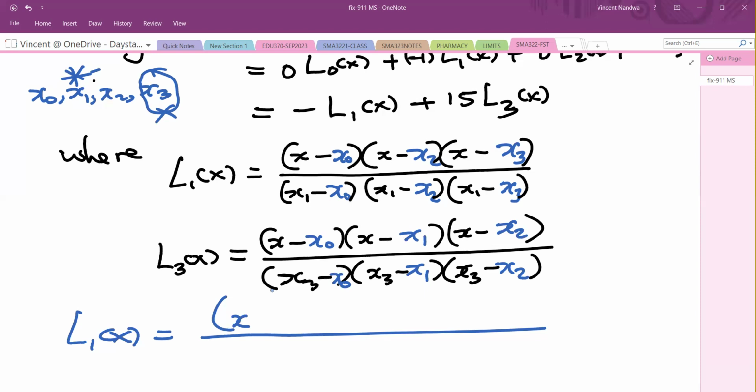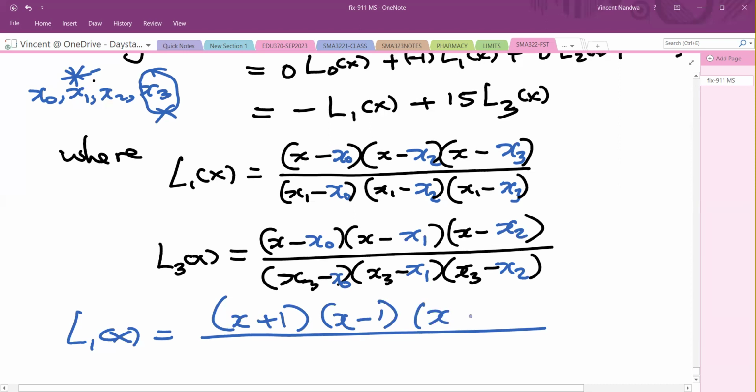So my first numerator will be x minus minus 1. So x minus minus 1 will be x plus 1. Then next, x minus 1. Then x minus x minus 2. X minus 2.